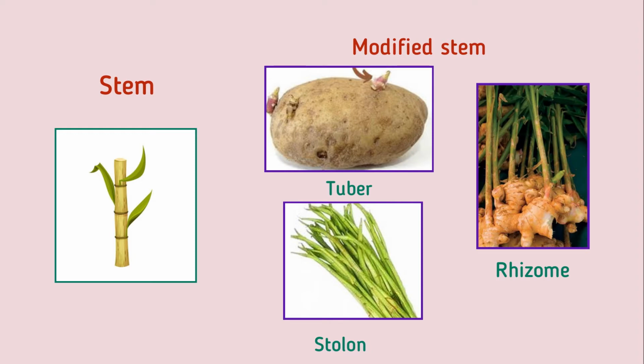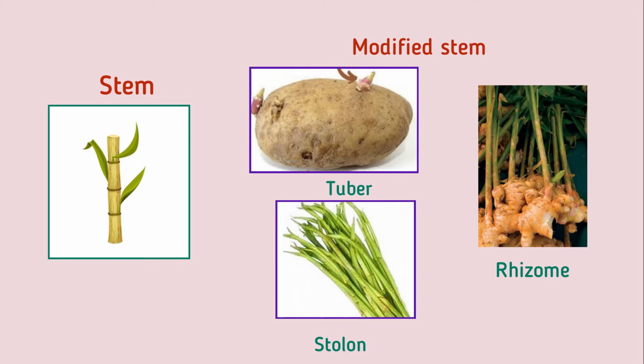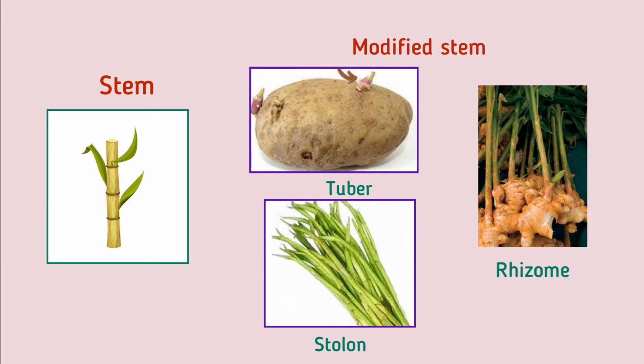Stem is the plant's axis that bears buds and shoots with leaves. It's divided into nodes and internodes. Sometimes stems are transformed into modified stems such as tuber, rhizome, stolon and so on. The underground modified stem is called tuber, for example potato. When the stem modified under the ground grows horizontally, it's called rhizome. Examples are ginger, turmeric and so on.